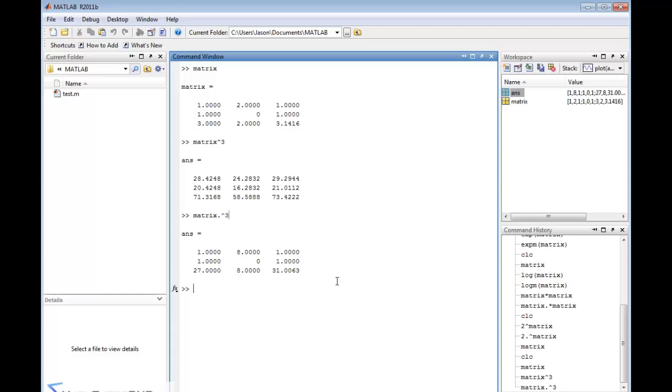So play with this, create a little matrix, take some powers, take some logarithms, take some trigonometric results with them, and just make sure you understand the difference in how it's applying these functions to matrices.